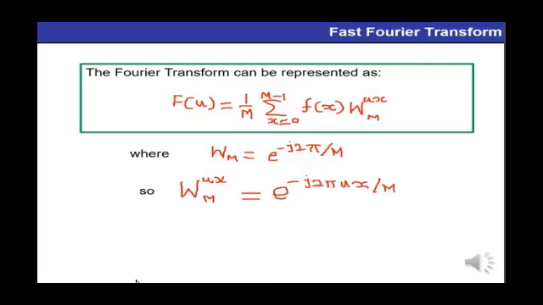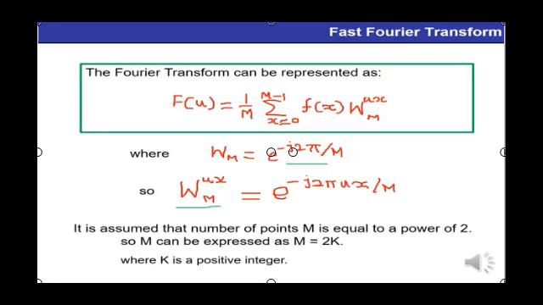Now, in the coming slides, we will study why it is needed to study the fast Fourier transform. We will solve sums based on it, like how to calculate the fast Fourier transform. Here we assume that the number of points M is a power of 2, so M can be represented as 2^K, where K is a positive integer.